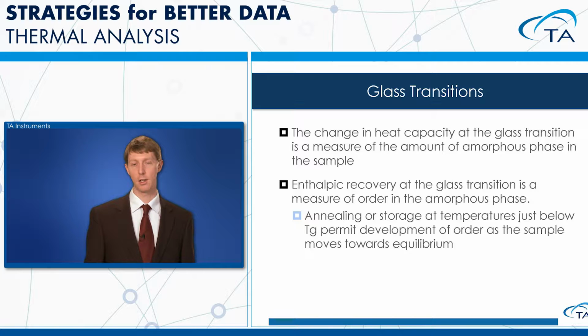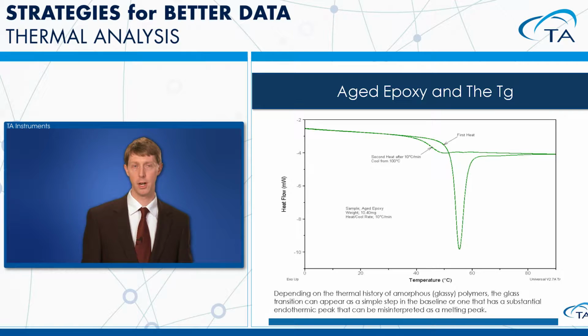But it's commonly why we would recommend that you run a heat-cool-heat experiment so that you can see the material outside of its initial processing. You have the ability to look at the material in its raw form rather than as received form. So here you can see an example of an aged epoxy. So the first heat is the one that actually has a peak that looks like a melt.